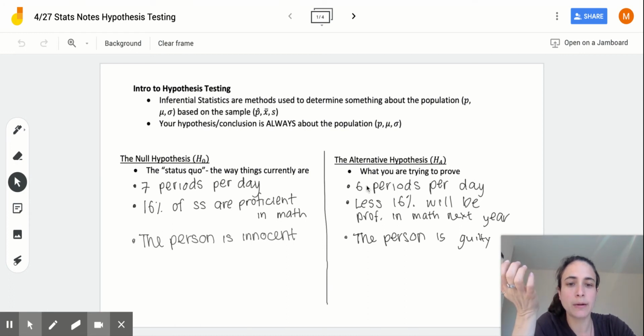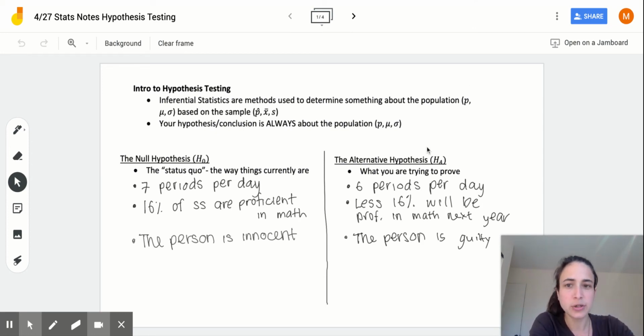Also, somebody might hypothesize that less than 16% of students will be proficient in math next year. Why? Well, we're in quarantine right now. I'm sure that the younger students aren't learning the level of math that they would be learning if we were actually in the classroom, right? So you might hypothesize that the next class that takes the SBAC will have lower scores than you did. Okay, and then the other thing is the person is guilty.